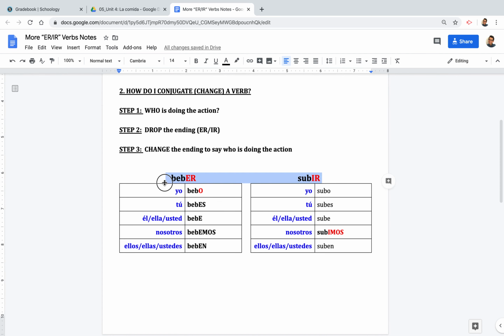These are now two different examples of ER and IR verbs. From this point on, you are ER-IR verb conjugator masters. Any ER or IR verb that I throw at you, you should be able to change it and manipulate it in the very same way, regardless of whether you know what it means or not, because the process will be the same. That is it for today's lesson, chicos.